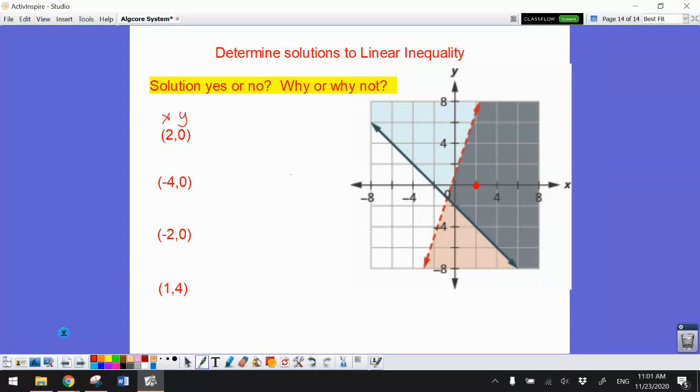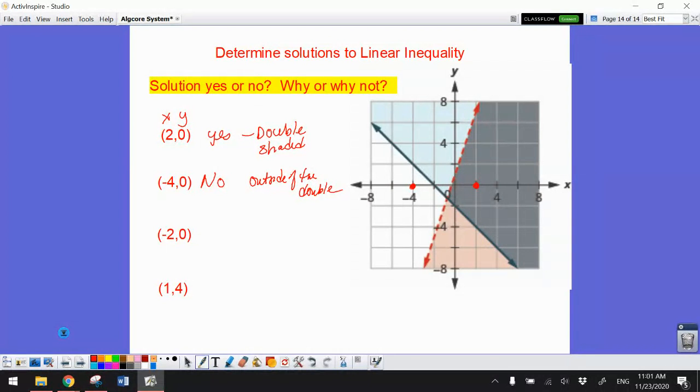So is 2, 0 a solution? Yeah, it's in the double shaded. If it's in the double region, I'm good. What about negative 4, 0? So negative 4, 0 is here. Is that a solution? No, it is not. It is outside of the double, so it does not count.